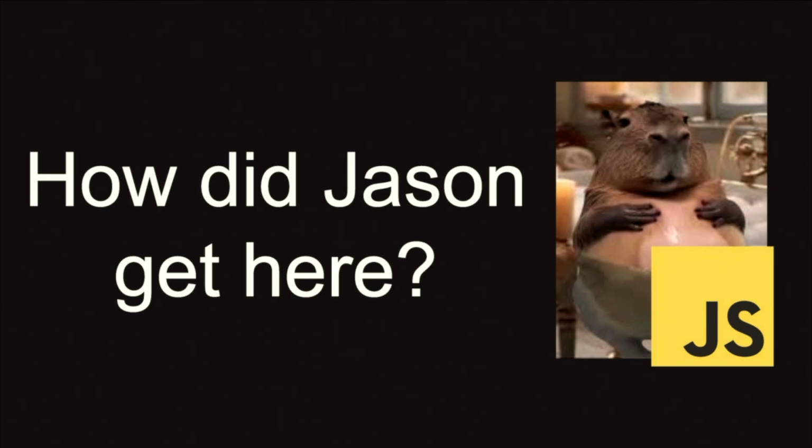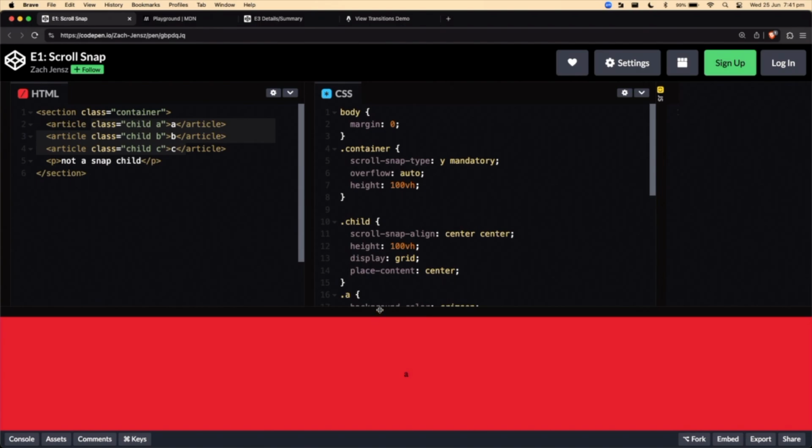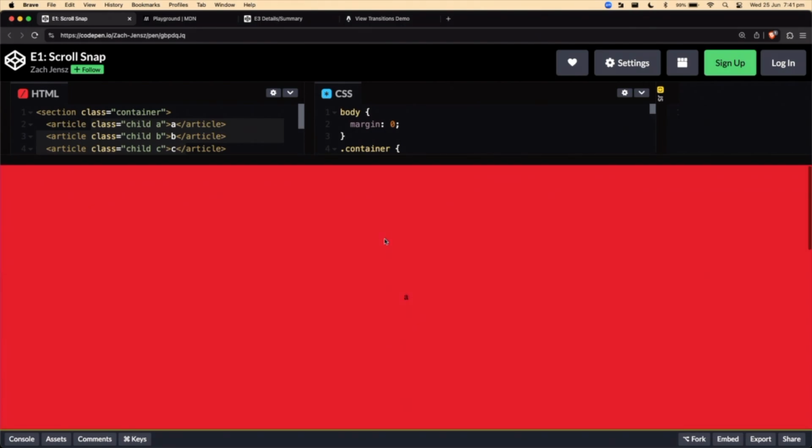So how did Jason get here? Let's say he wants to introduce scroll snap functionality to his website. What's scroll snap? Well, just ignoring this code for now. Say we've got this section A and then we scroll to section B. And you'll see I'm letting go of my touchpad here and it will jump to the nearest section. So that's scroll snap functionality.